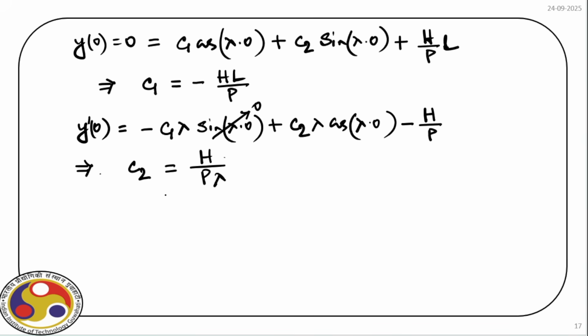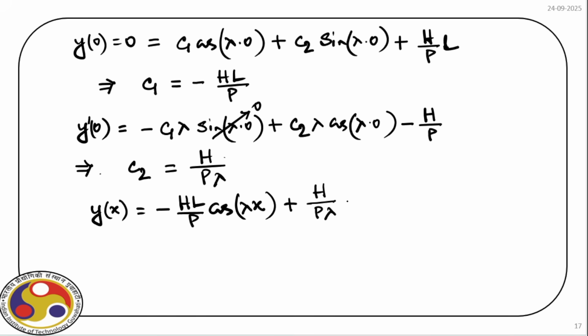So what we get is the solution y of x is equal to C1, which is minus HL by P cos lambda x plus H by P lambda sin lambda x plus H by P times (L minus x).